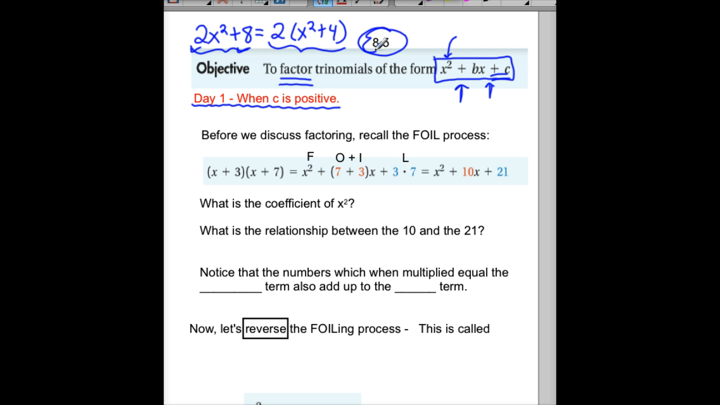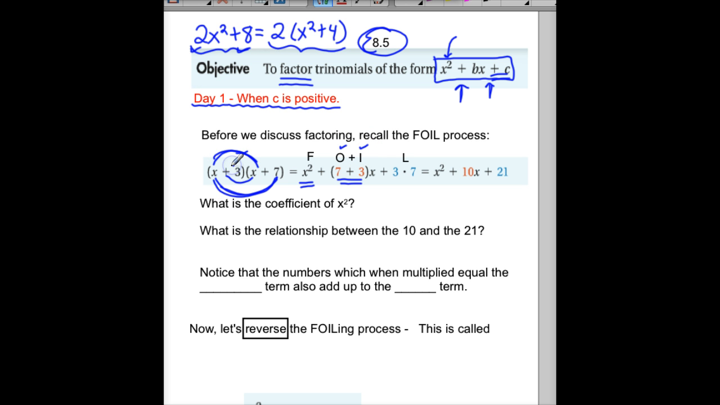But before we do that, I want you to recall the FOIL process. FOIL is how we multiply. And it's when we multiply a binomial times a binomial, and we do the firsts, and we say x times x is x squared. And then we do the outside, and we get 7x, and the inside, and we get 3x, giving us basically 7x's and 3x's, or 10x's. And I want you to notice that what's in front of the x is coming from adding 7 and 3 from the outside and the inside.